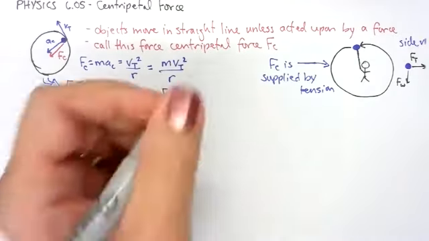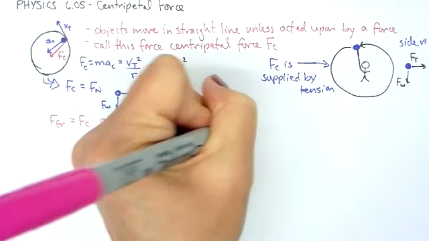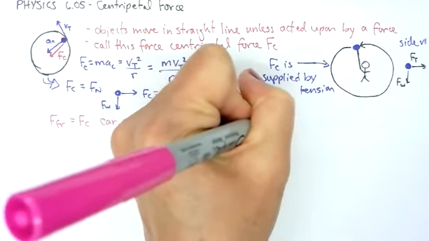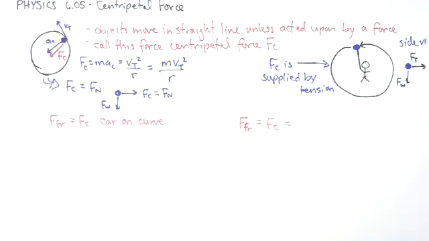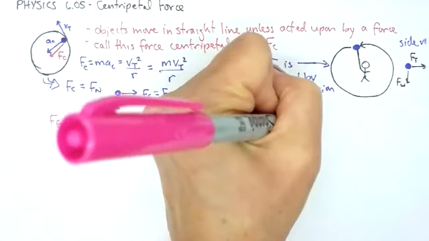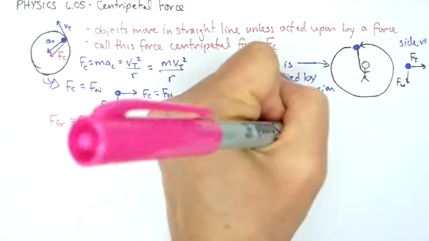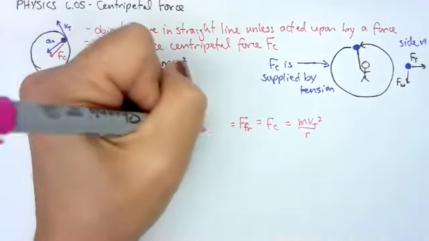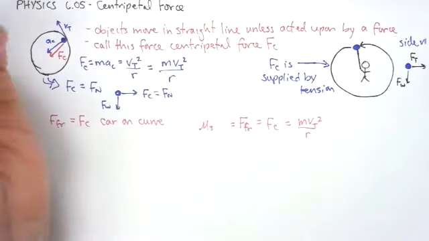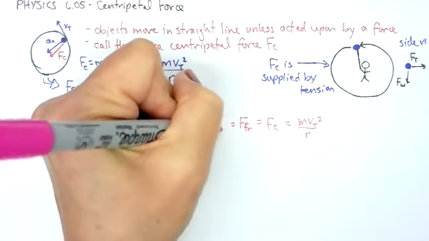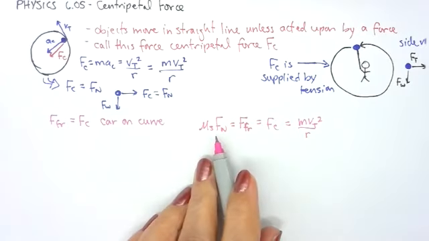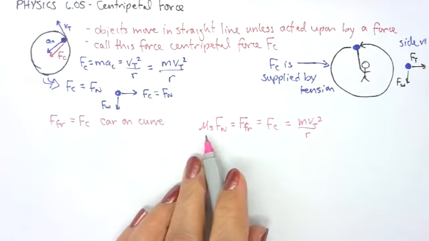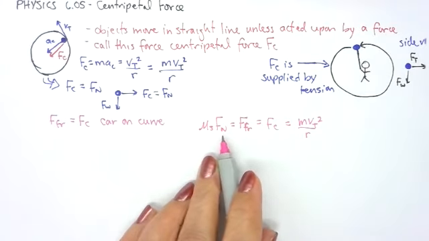Well, we know, and I'm going to rewrite this over here, F_R is equal to F_C. We know that centripetal force formula is m v_T squared over R. And we know that friction also has a formula. Let's assume we're talking about static friction. It could be kinetic. We know that the friction force is equal to a coefficient of static or kinetic friction times the normal force.